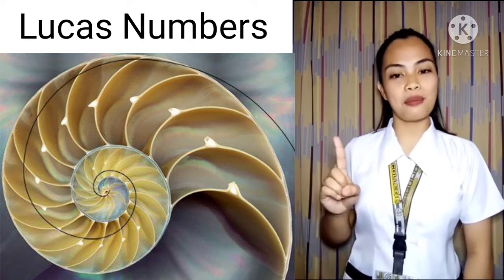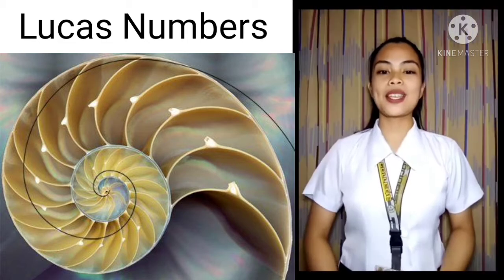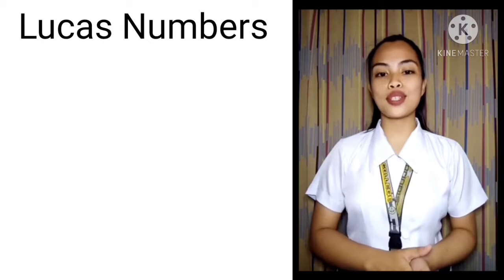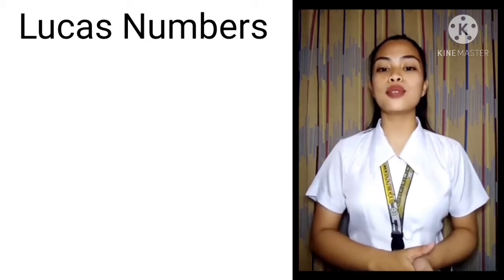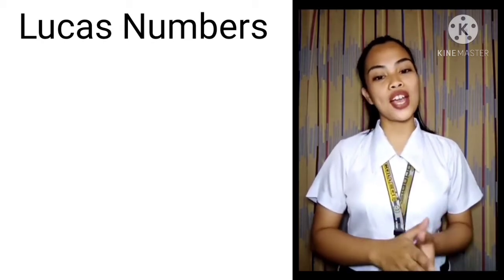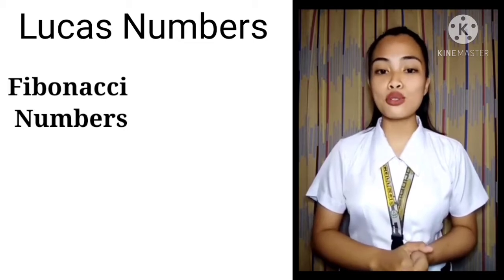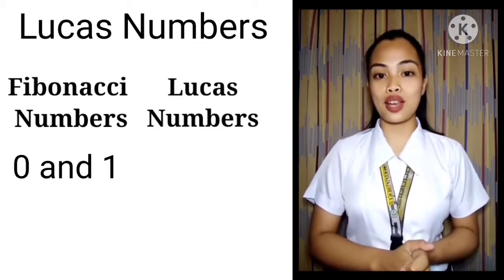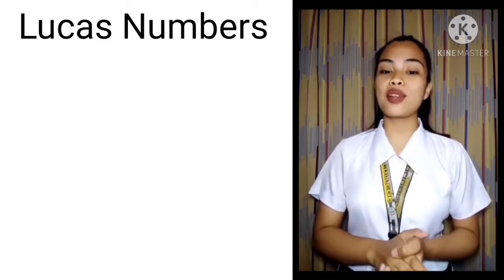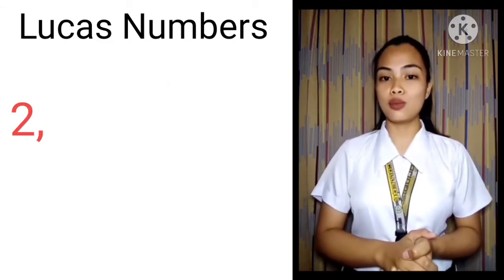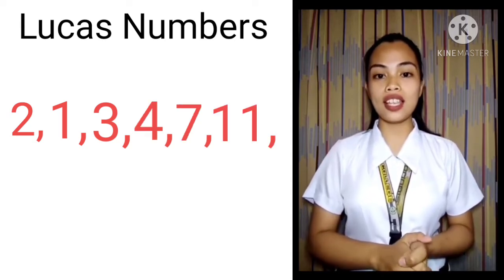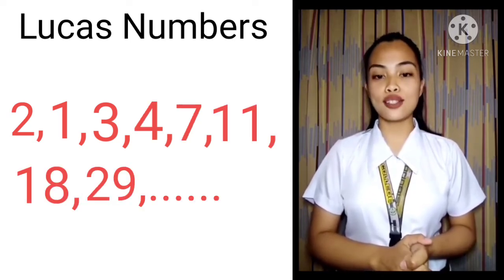So, what are Lucas numbers and where did they come from? We can say that, similar to the Fibonacci numbers, each Lucas number is defined to be the sum of the two immediate previous terms. However, in the Fibonacci numbers, the first two terms are 0 and 1, while in the Lucas numbers, the first two terms are 2 and 1. So the Lucas numbers go like this: 2, 1, 3, 4, 7, 11, 18, 29, and so on and so forth.